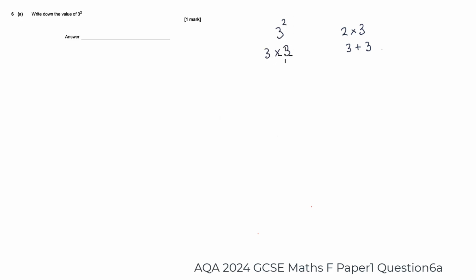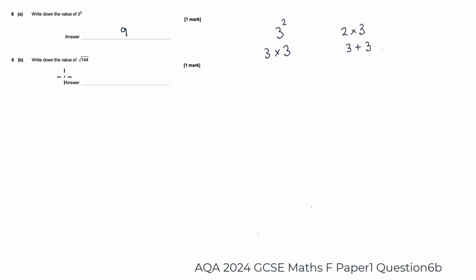So it tells us that we have to take 2 of the 3's and multiply them together. 2 times 3, you'd take a couple of 3's and add them. 3 squared, you'd take a couple of 3's and multiply them. So the value of 3 squared, or 3 to the power 2, would be 9. 3 3's are 9.